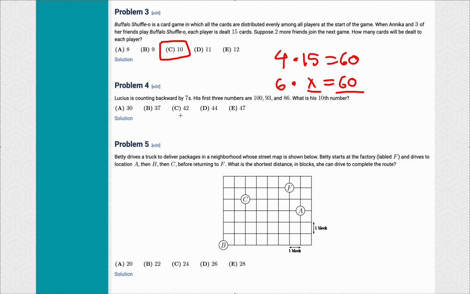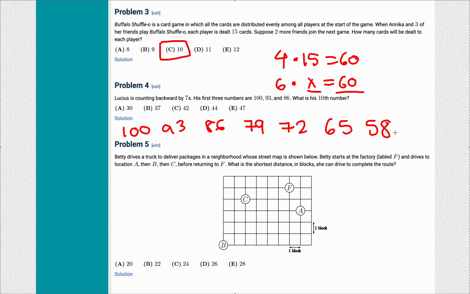Lucius is counting backwards by 7s. His first 3 numbers are 100, 93, and 86. What is his 10th number? We can literally just count backwards by 7s just like Lucius. Second number, third number, fourth number is 79. Fifth number is 72. Sixth number is 65. Seventh number is 58.